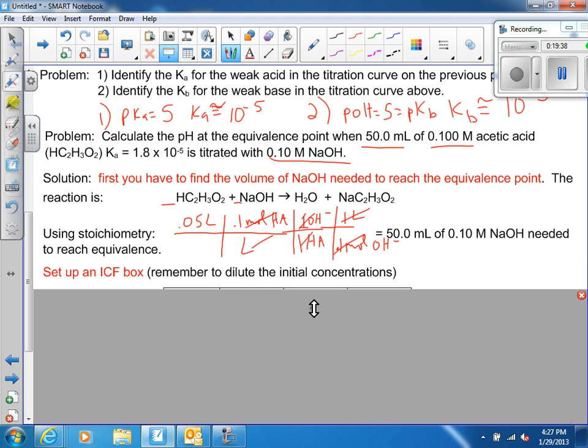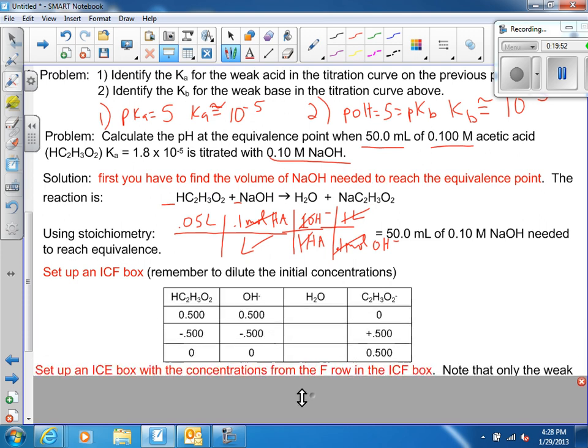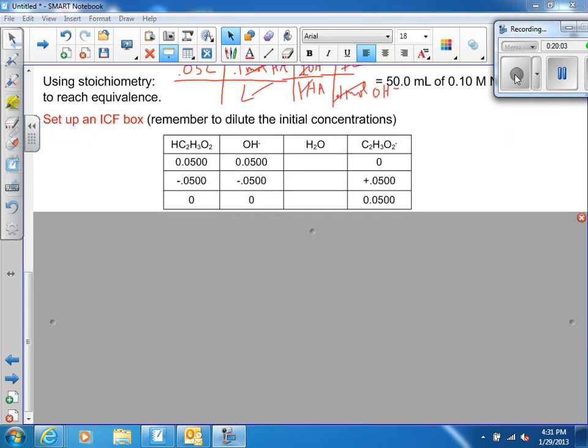Notice I'm going to be adding 50 milliliters of my NaOH solution to 50 mils of my acetic acid. I have to figure out my reaction. It's actually right here. I already did. I do an ICE box. Here we go, initial concentrations. Why is this 0.5? It's not 0.5, it's 0.05. Okay, fix that real quick.